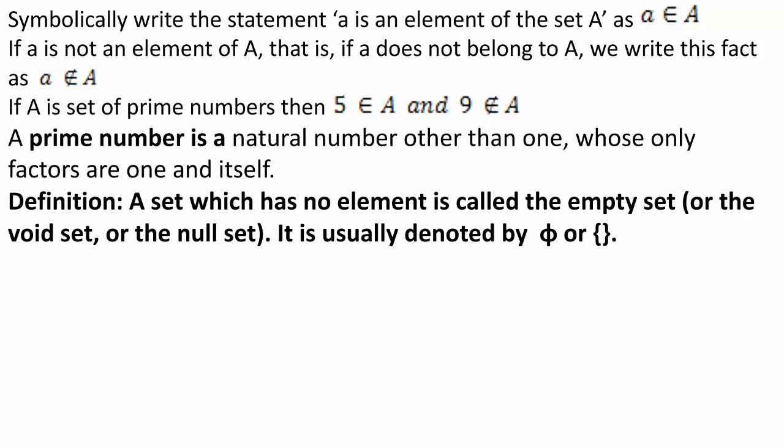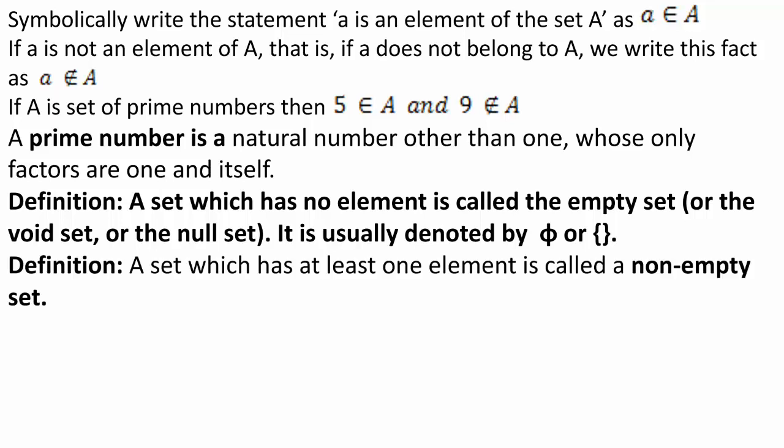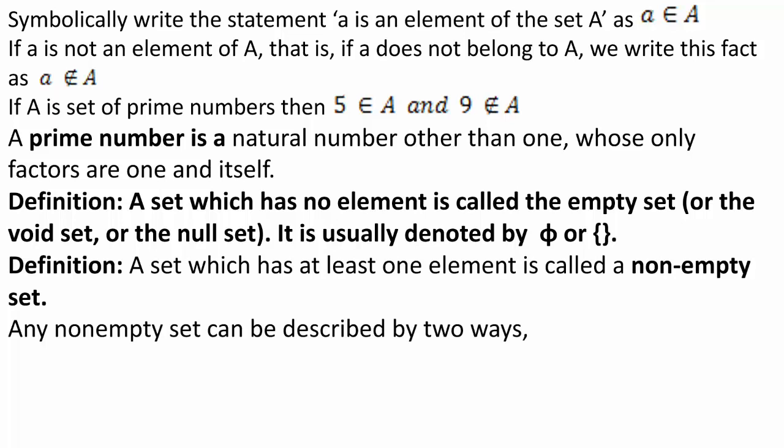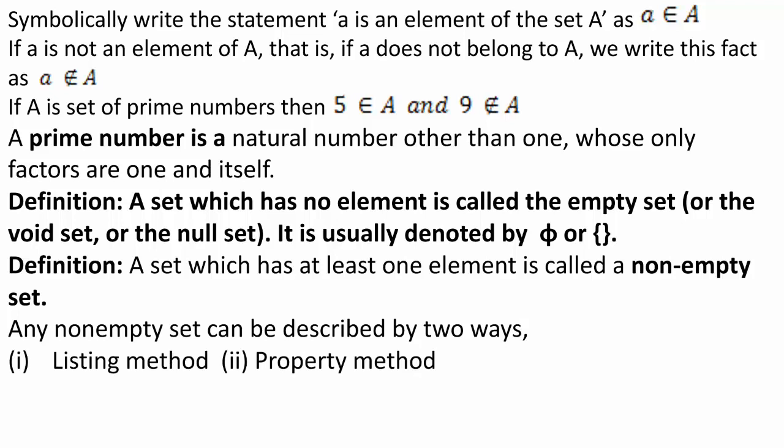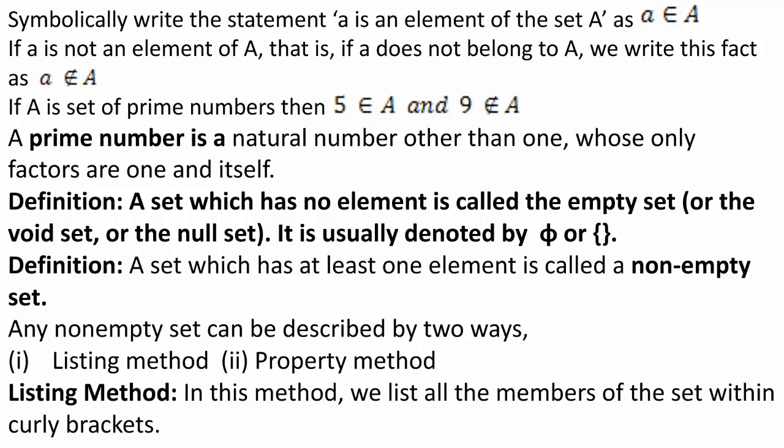Now next definition. A set which has no elements is called as empty set. It is also called as void set, null set. The empty set is denoted by letter phi or empty curly brackets. The set which has at least one element is called as non-empty set. And any non-empty set can be described by two ways. One by listing method and second by property method.